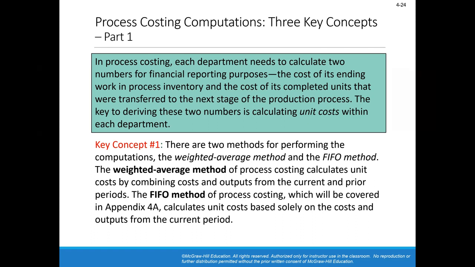There's 2 methods for performing the computations. We have the weighted average and the FIFO. And if you remember from that principles class, FIFO means first in, first out. We are not going to focus on that method in this class. We're only going to look at the weighted average method.